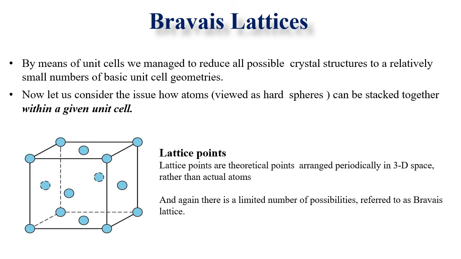So, by means of unit cells, we can manage to reduce all possible crystal structures to a relatively smaller number of basic unit cell geometries. Now, let us consider how atoms can be stacked together within a given unit cell. They are arranged at lattice points. Lattice points are theoretical points arranged periodically in 3D space rather than actual atoms. And again, there is a limited number of possibilities, and that makes what we call Bravais lattices.